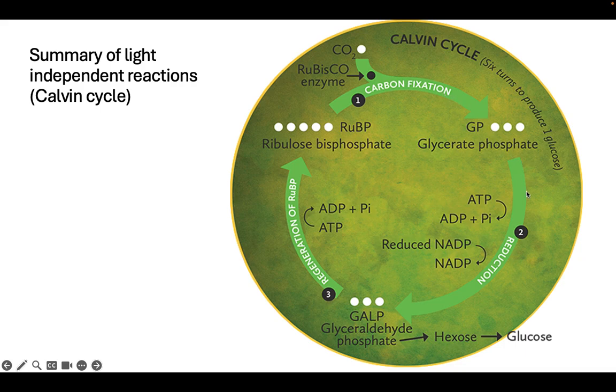Then the second step is we're going to use that energy we captured earlier from ATP and reduced NADP, and we're going to power the second step of a process where we're going to convert this 3 carbon compound into a different 3 carbon compound called GALP, or glycer... Let me try. I'll have a go at pronouncing it.